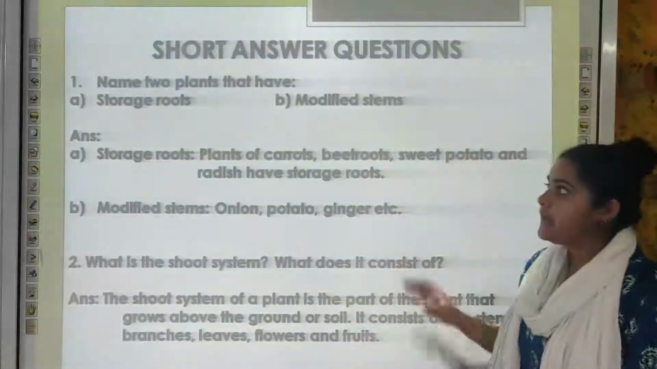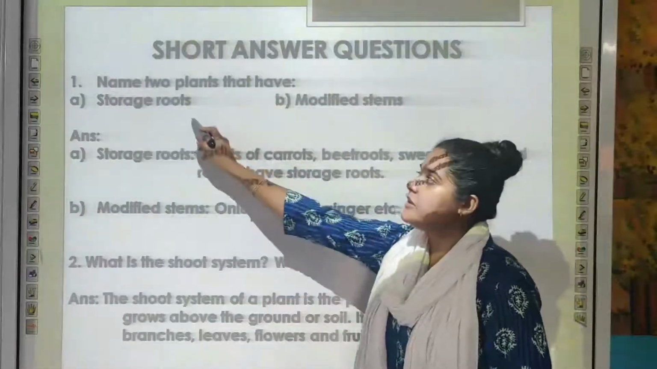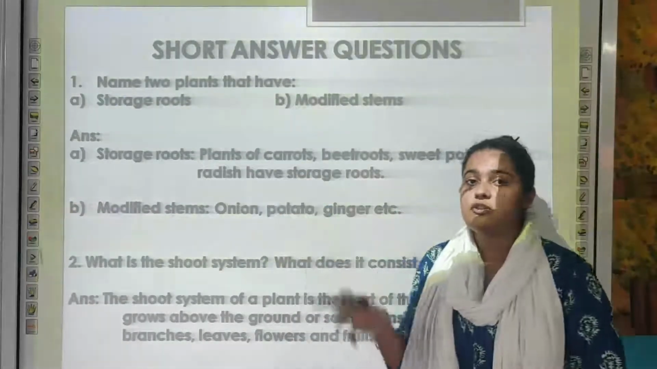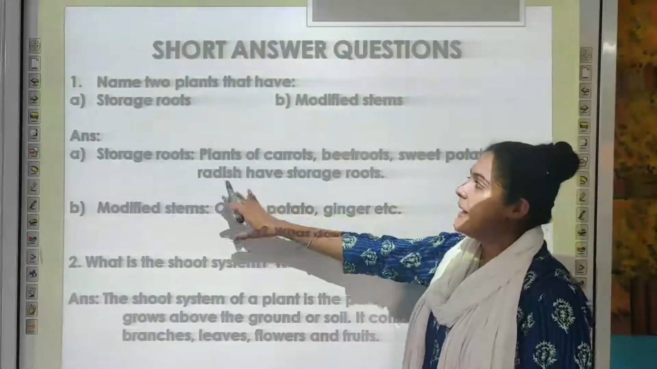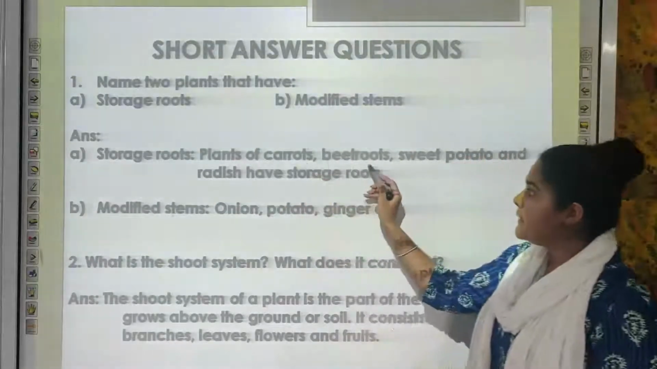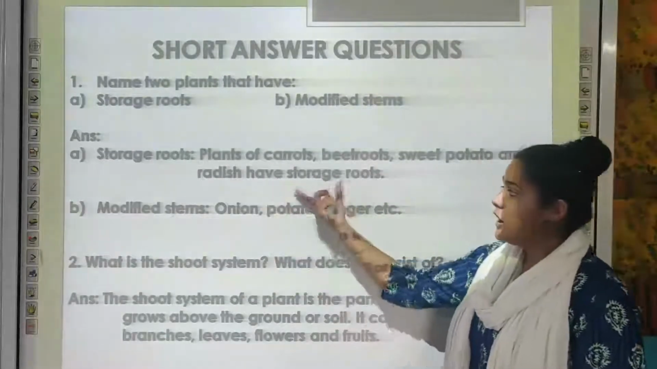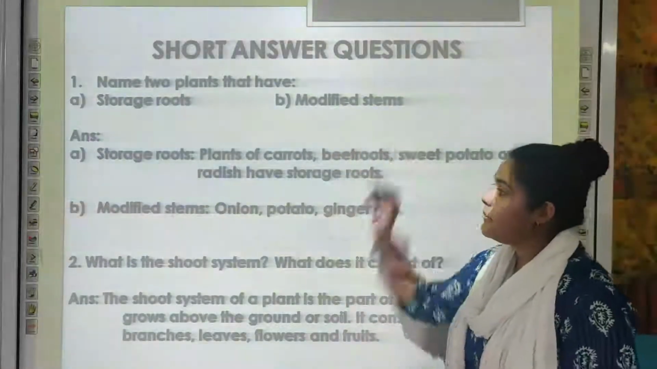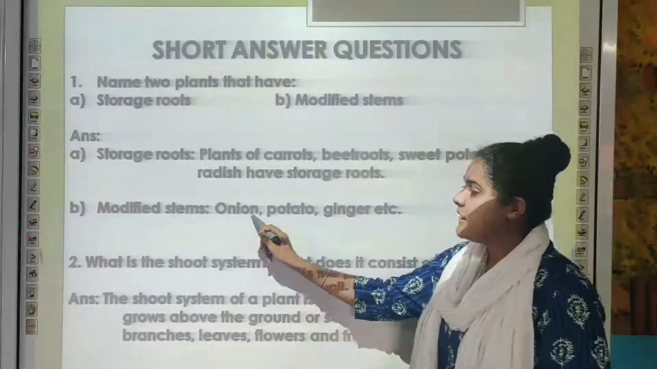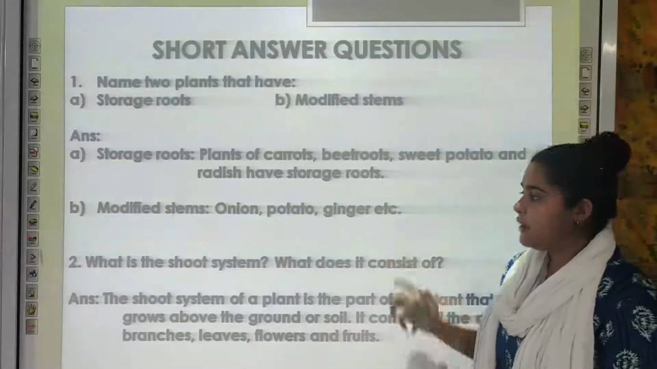Next is your short answer question. Firstly, you have to name two plants that are having the storage roots. So the roots which store the food prepared by the leaf of the plant are your carrot, beetroot, sweet potato, and radish. They store the food in the root parts. Next is your modified stem. So modified stem examples are your onion, potato, and ginger. So you can write down two examples from each.